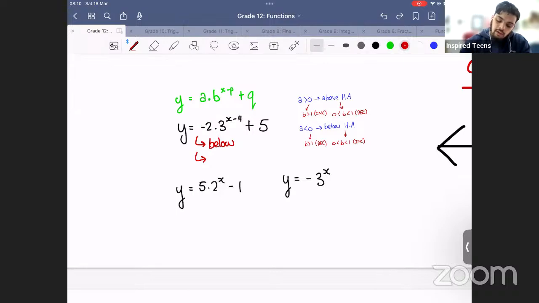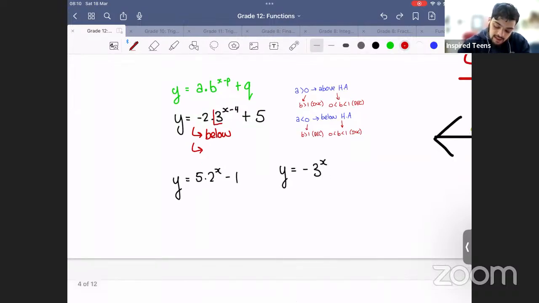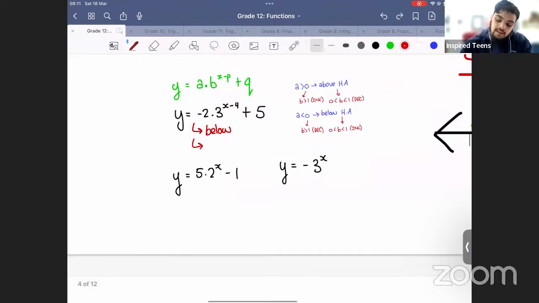Now, to see whether it's increasing or decreasing, we have to consider the base. While it's below, b is definitely greater than 1 because it's 3, it's not a fraction. According to this diagram, it says decreasing. So therefore, this one is decreasing.